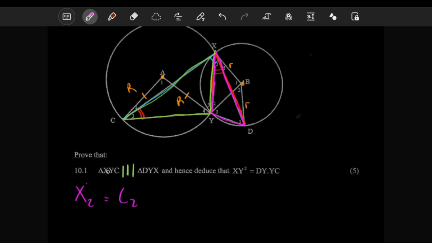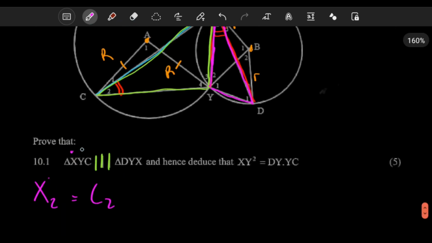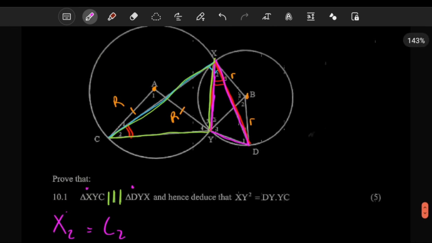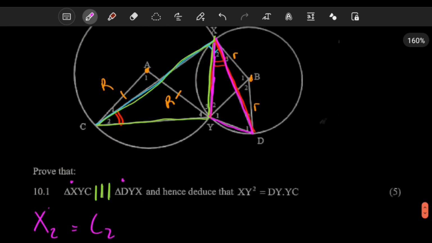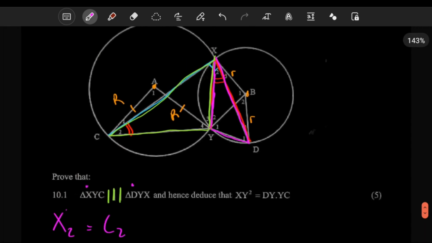No, yeah, we're proving similarity, so we're talking about these two triangles. We already know, and remember, the rule of thumb is just prove that this portion of X is going to be equal to this portion of D. This portion of Y is going to be equal to this portion of Y. Wow, that's very rare. And then this portion of C is going to be equal to this portion of X, which is what we have seen just now. So we've just done the block one.